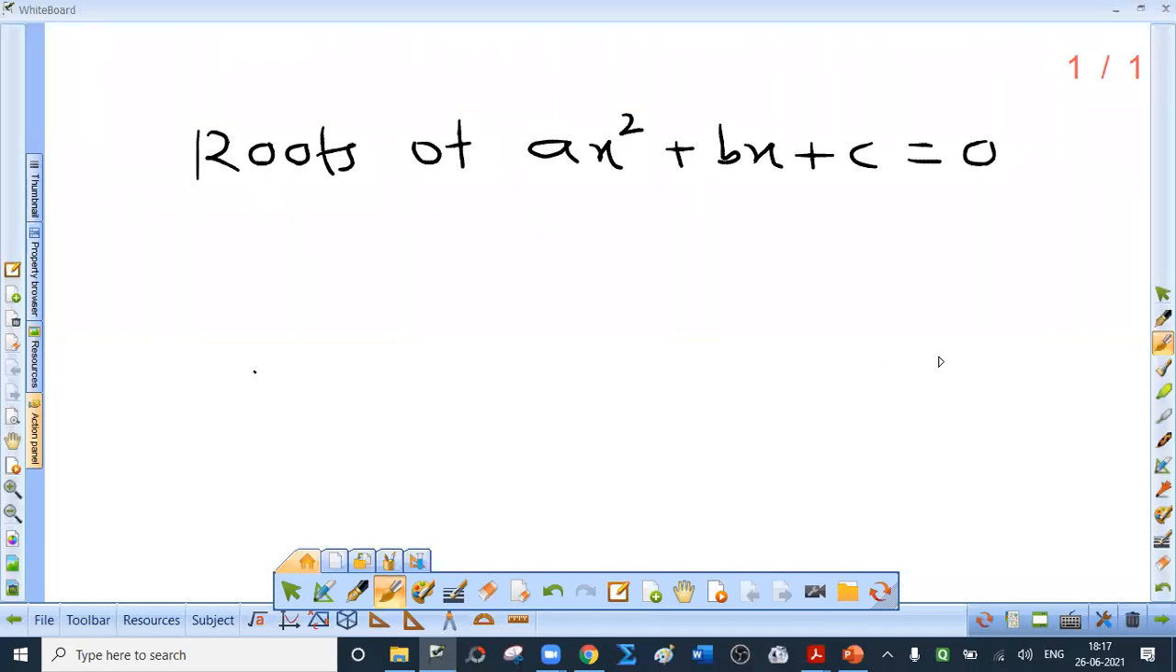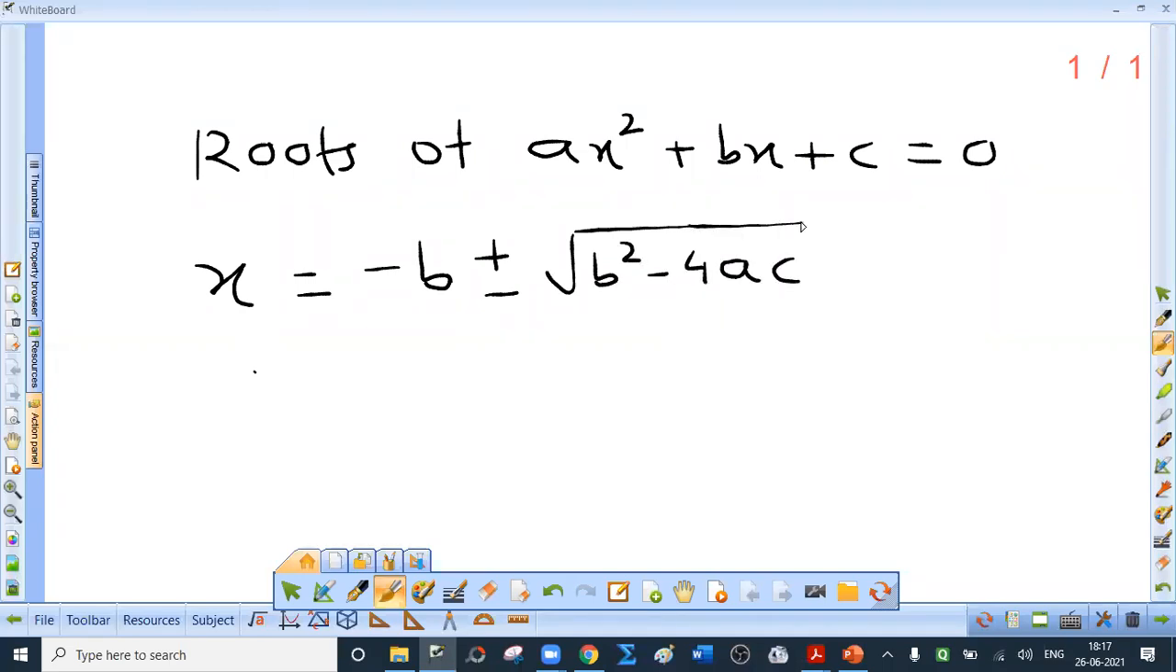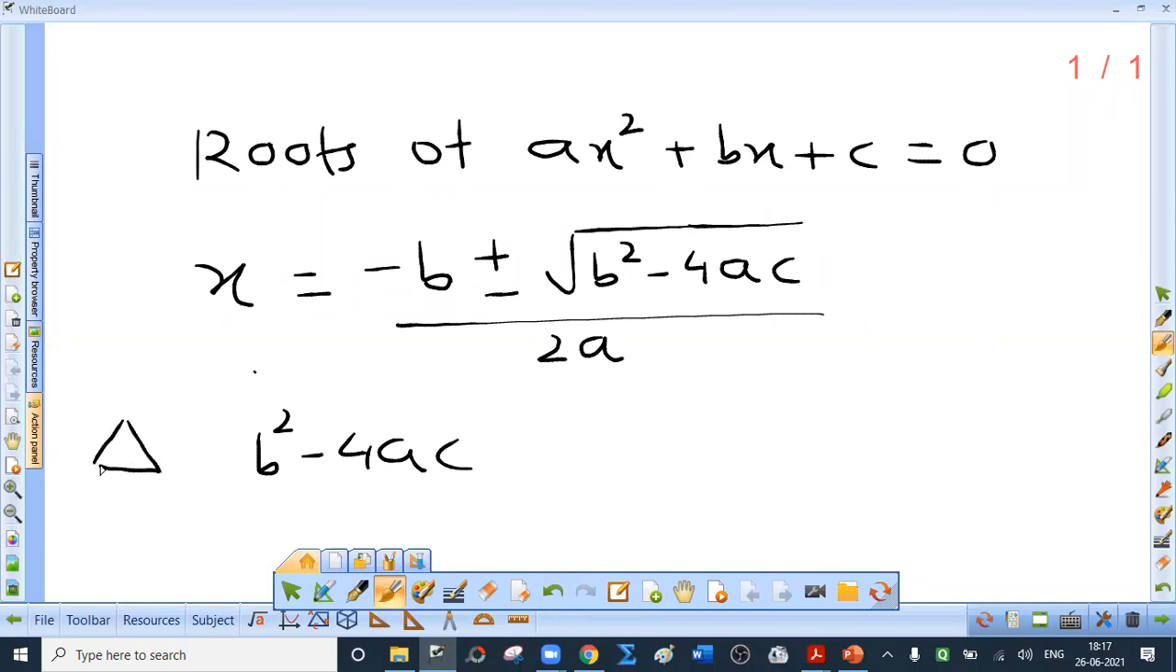Now, can you tell me the formula for roots of this quadratic equation? It is x equal to minus b plus minus root of b square minus 4ac divided by 2a. Now this b square minus 4ac is called the discriminant and is denoted by delta. See, this is not determinant, discriminant.